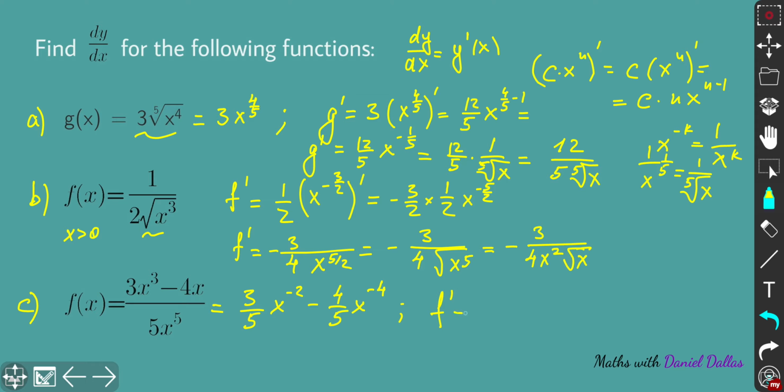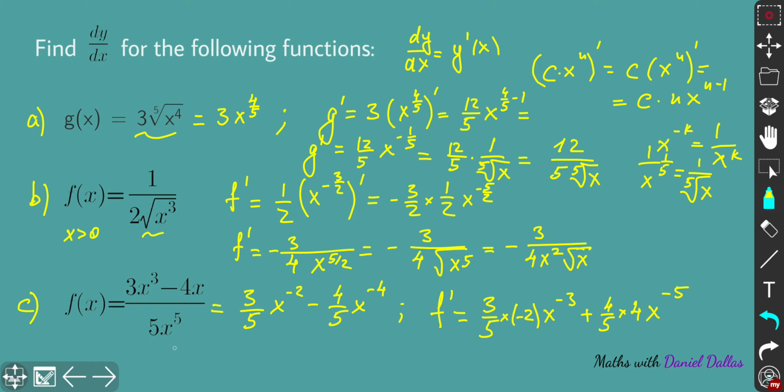So let's apply that and find f prime. So f prime is going to be equal to, in case of C, 3 over 5 is a constant multiple, so we take it away. Then we differentiate x to the negative 2. So we simply multiply by negative 2 right now, and the power we diminish by 1. So the power is negative 3, okay? And here is the next one. Negative 4 goes before, so you swap the sign into the positive one. It's going to be 4 times 4 over 5, so 4 over 5 times 4 right now. And the power again diminished by 1, so that's negative 5.